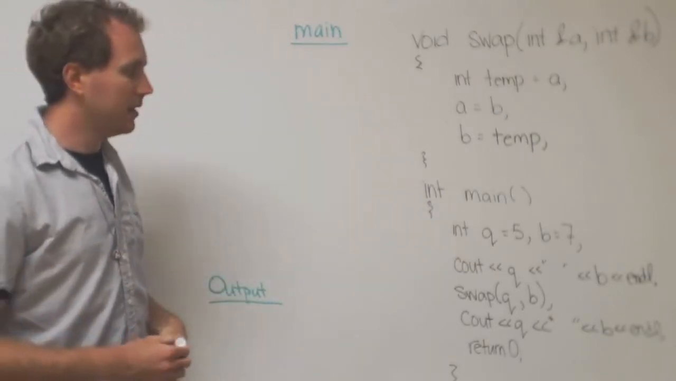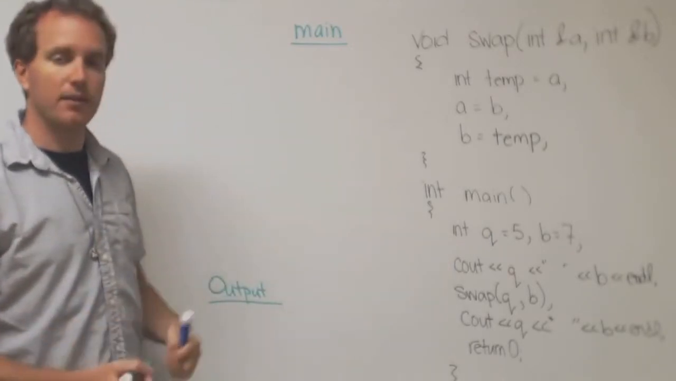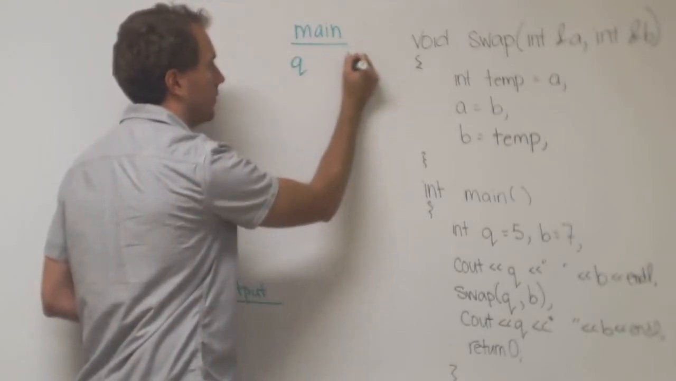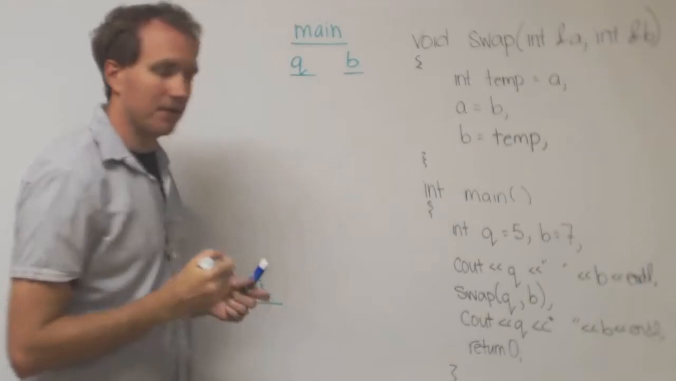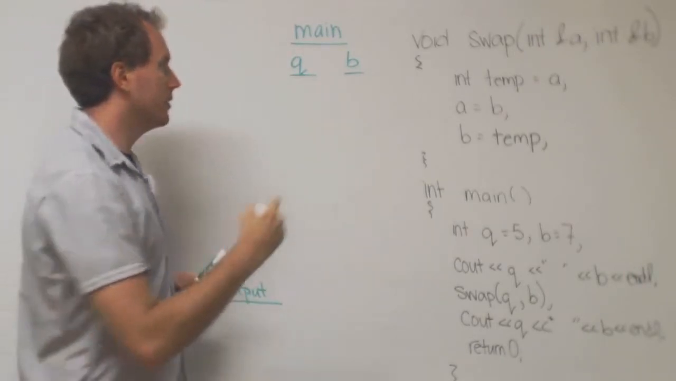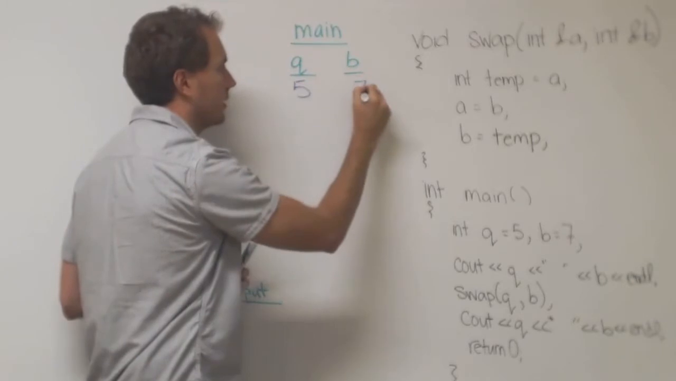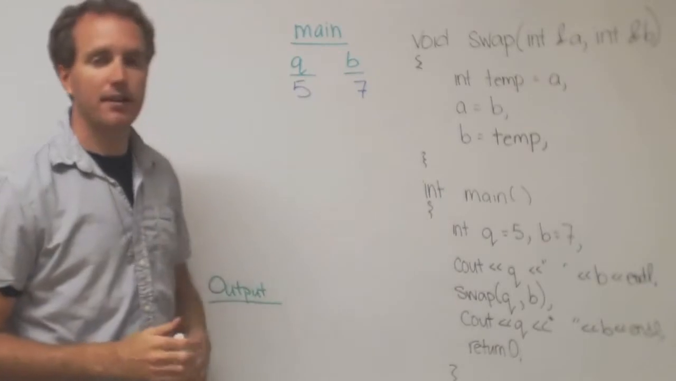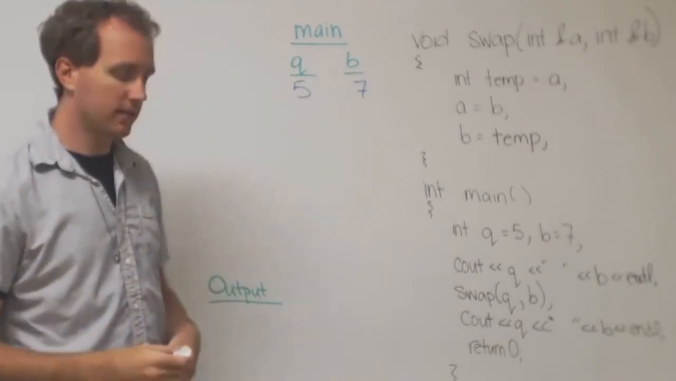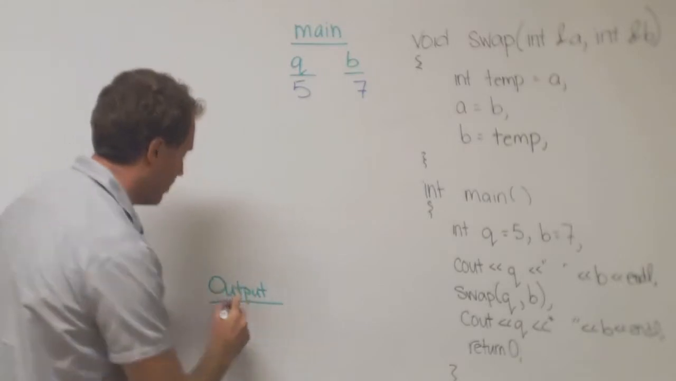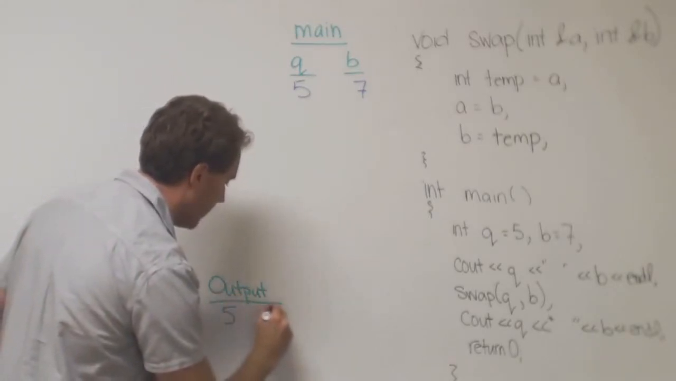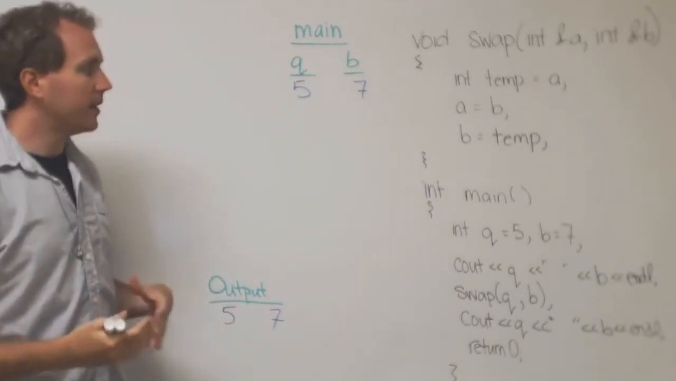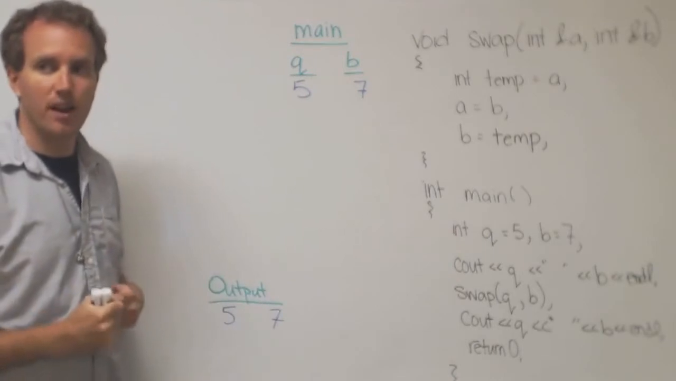So the first thing we do when we're walking through our code, we start at main, we define a space for main, and then we go to the first line and we say, okay, we're declaring two variables, Q and B. We're also immediately initializing those variables to 5 and 7. So then our next line of code says, okay, output this for us. So we say output to the screen, 5 space 7, and an end line. Then we go and invoke our function swap.